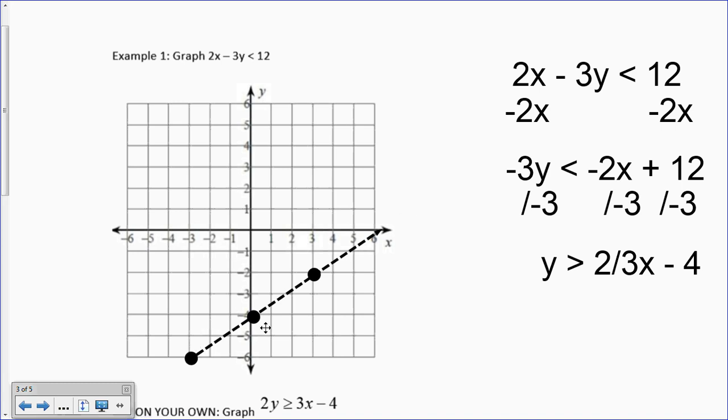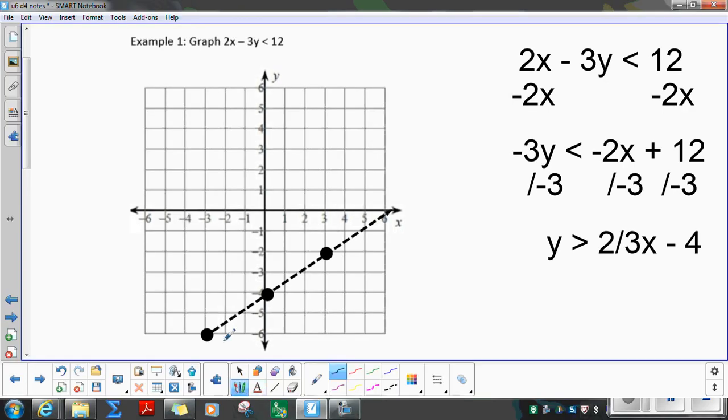Now, the reason it's dotted is because of the inequality sign right here. Because it's not equal to, that's why I'm going to use a dotted line, okay? Just like an open circle, I would use an open circle if I was doing this on the number line. On the graph, I'm going to use a dotted line, okay? The last thing I need to do is the shading part. So I'm going to pull up a highlighter.